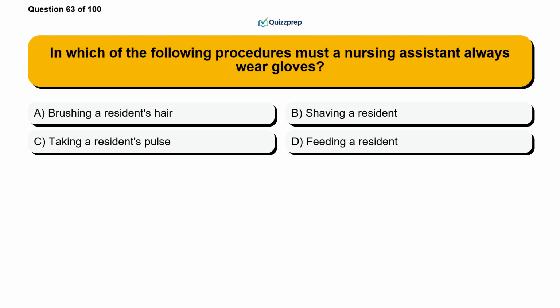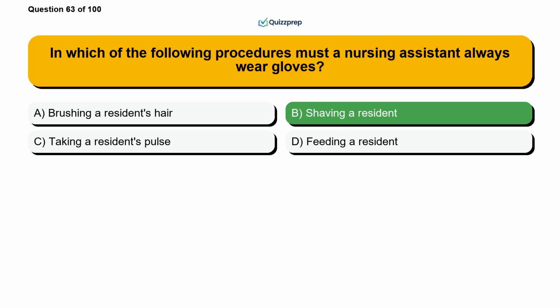Question 63. In which of the following procedures must a nursing assistant always wear gloves? Option A, brushing a resident's hair. Option B, shaving a resident. Option C, taking a resident's pulse. Option D, feeding a resident. The correct answer is option B, shaving a resident.